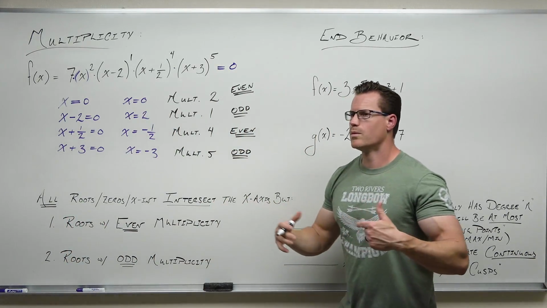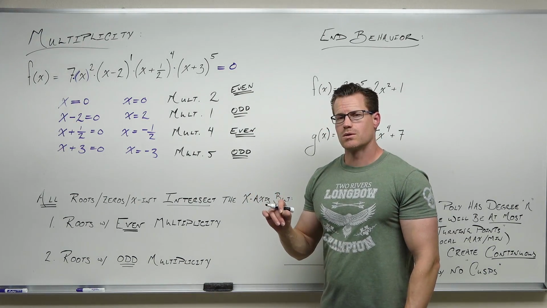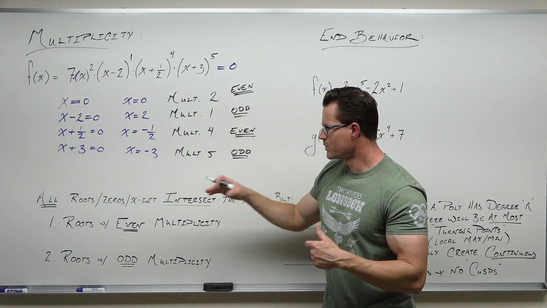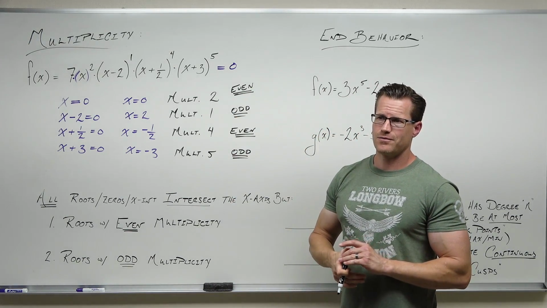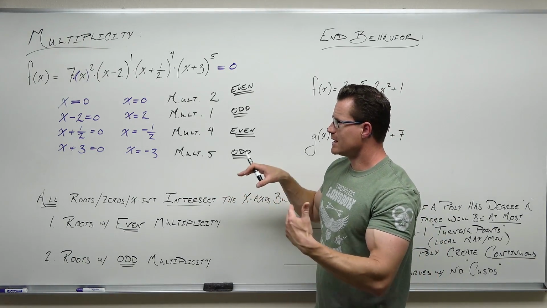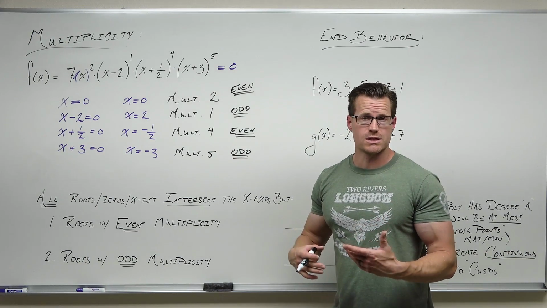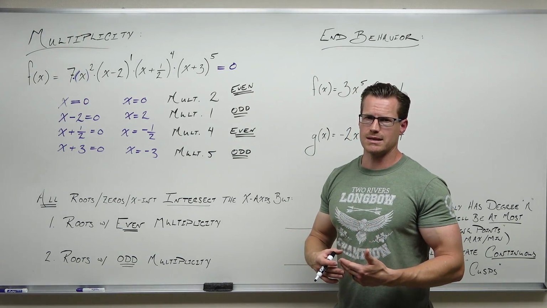And here's the whole interpretation for us and why it works. If you have a zero with an even multiplicity, all zeros, all roots, all x-intercepts, if they're real numbers, which you can't get there without complex numbers if you're just factoring normally. So if we're getting real zeros, real x-intercepts, all of them are going to intersect the x-axis. That's why I call them x-intercepts in the first place. They all intersect the x-axis.